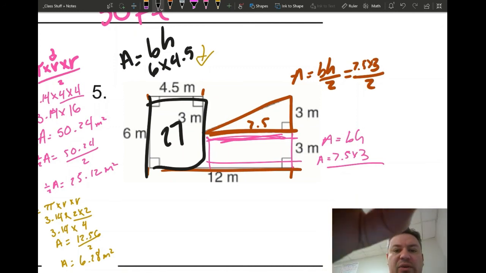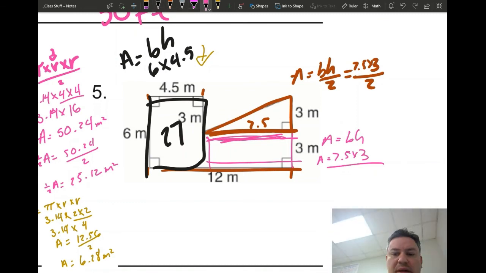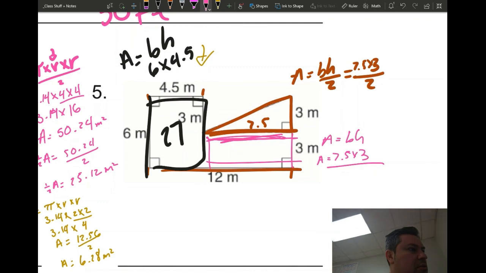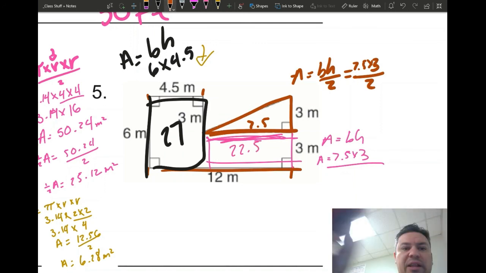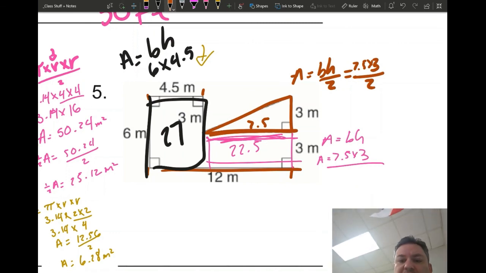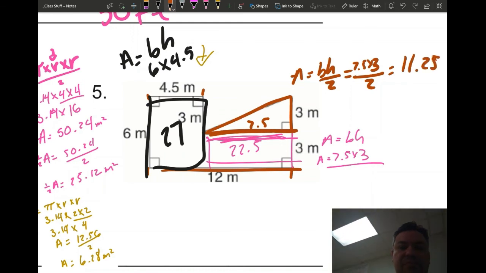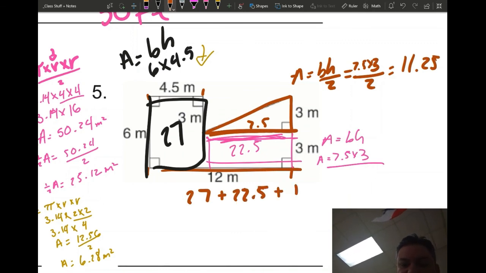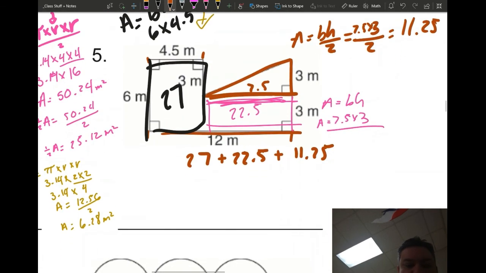And then for the rectangle, the pink one, 7.5 times 3 gives you 22.5. And the triangle, the red one, is 7.5 times 3 and then divide by 2, which gives you 11.25. Add them all up. So we're going to add 27 plus 22.5 plus 11.25, and you get a total area of 60.75.